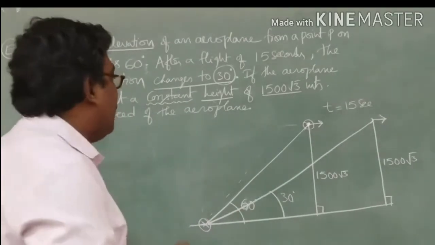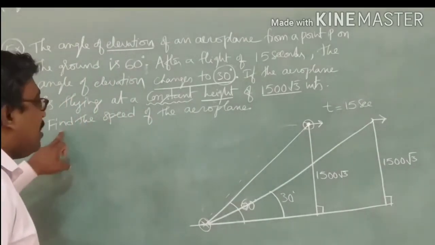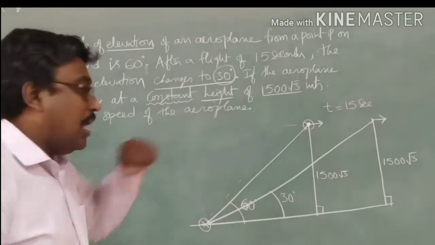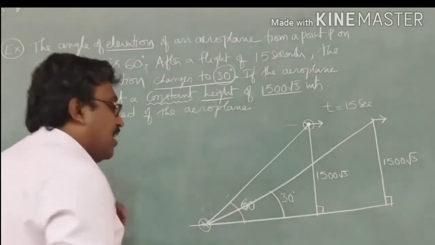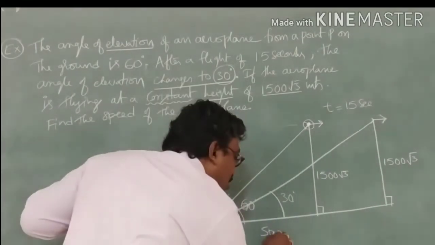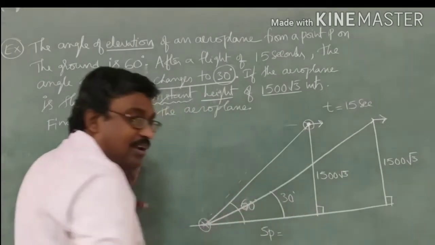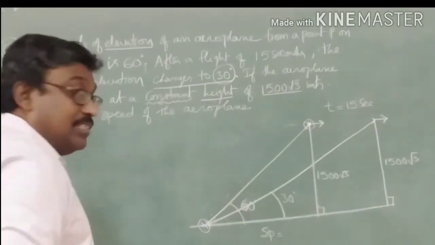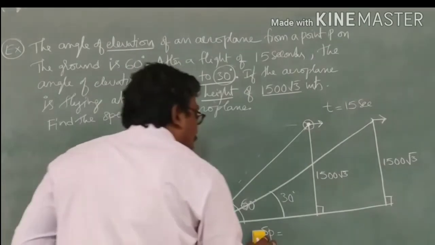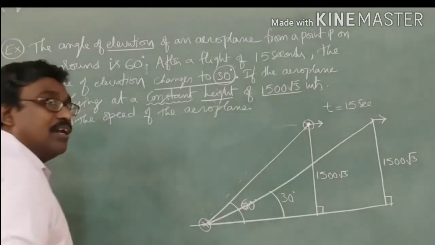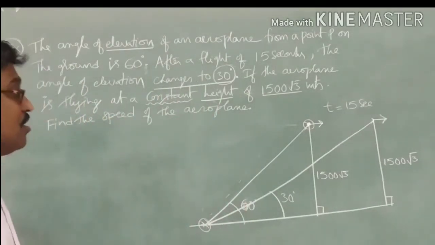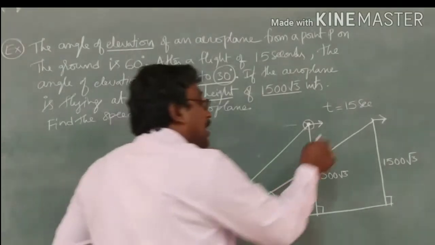Now, what he is asking, find the speed of the aeroplane. Speed is equal to formula distance by time. You know the speed, distance and time relation. Okay, so we know that time.